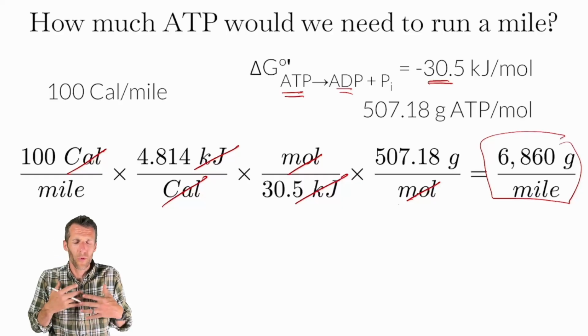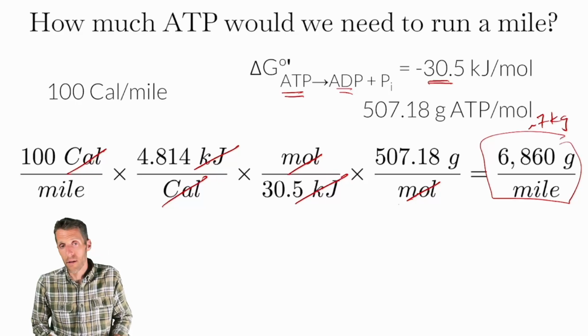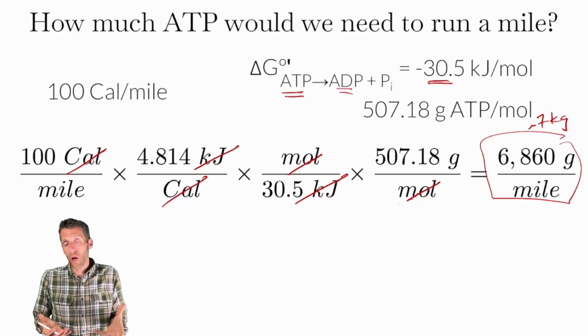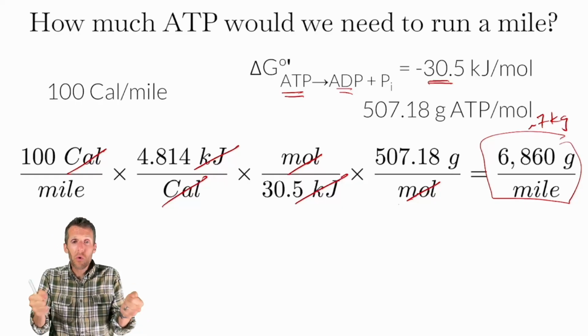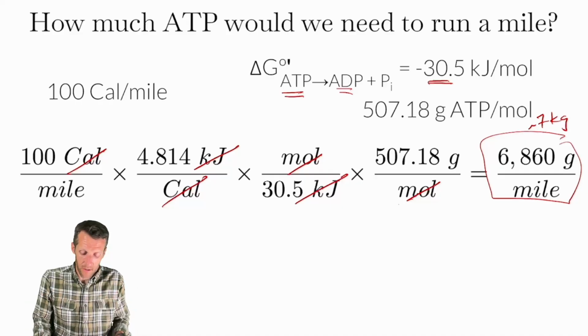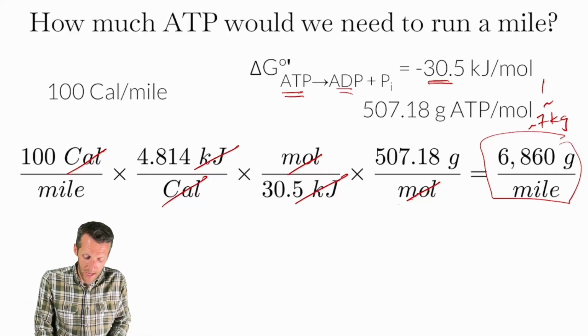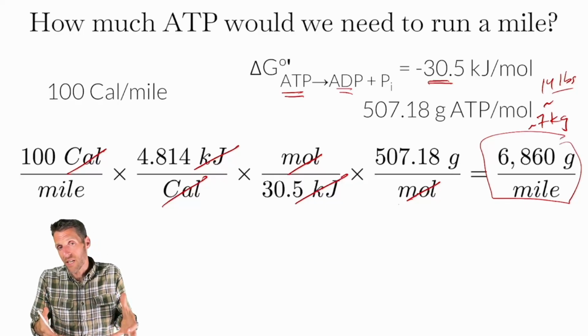Cool. You're like, what is that? Well, this is about 7 kilograms. What is 7 kilograms? That's about two one-gallon jugs full of water. So two gallons of water worth of ATP. And if we want to put this into uncivilized American units, say it's 14-ish pounds. So a little more than 14 pounds of ATP to run a mile.